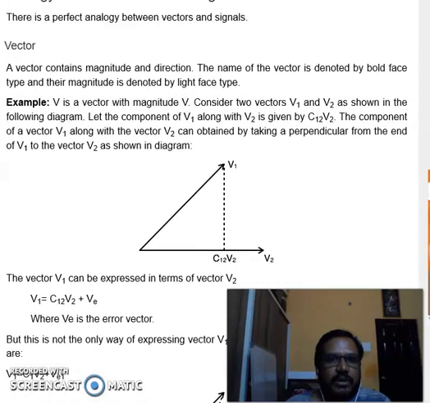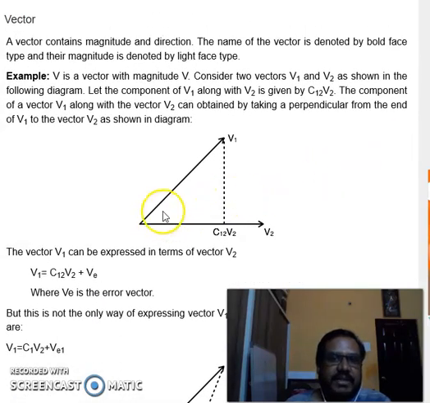Now what we have to see here: suppose v1 is a vector like this and v2 is a horizontal vector. What is the component of v1 on v2? How do we do it? We drop a perpendicular from the end of v1 onto the vector v2, then the foot of the perpendicular will be c12 v2, and c12 v2 will be the component of the vector v1 on v2. Now in vector addition, we can explain: v1 is equal to c12 v2 plus Ve. Ve is the error vector.